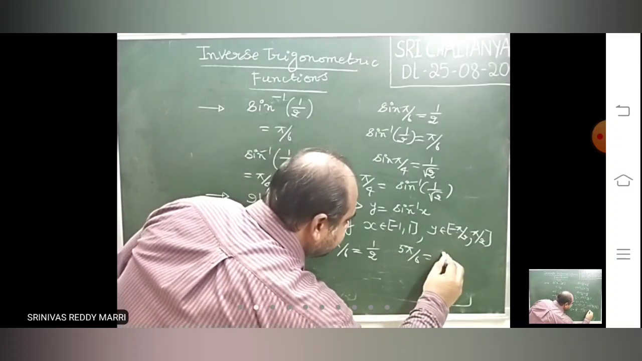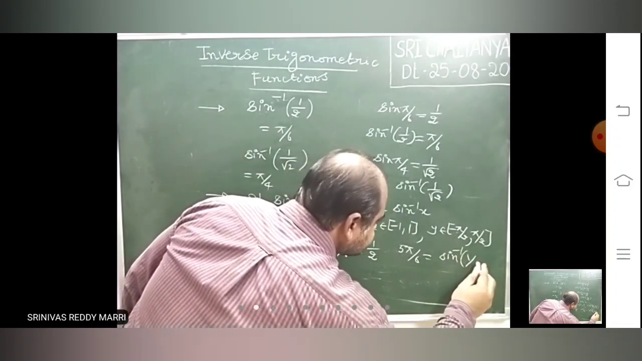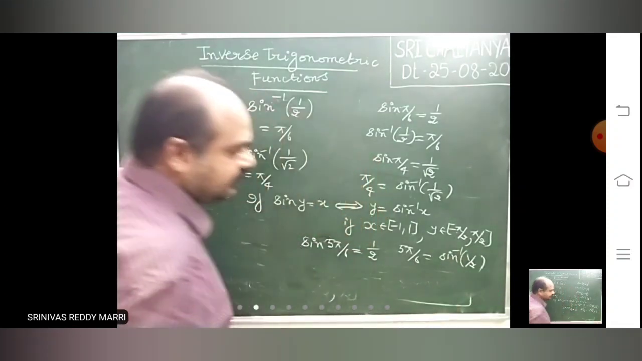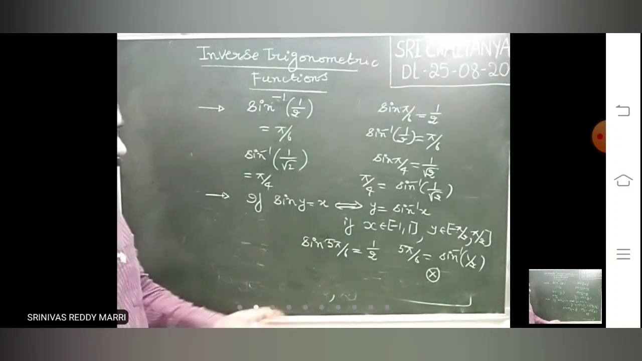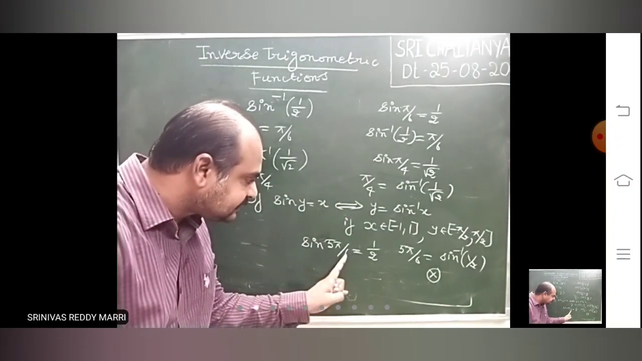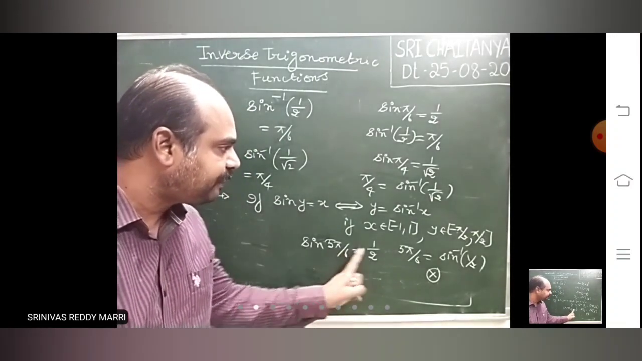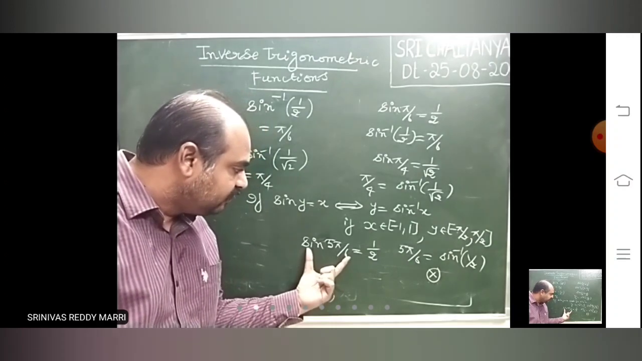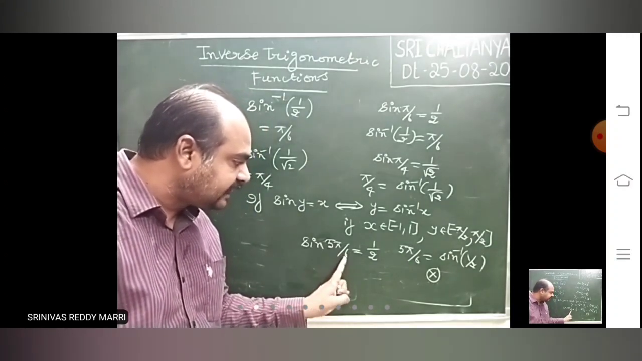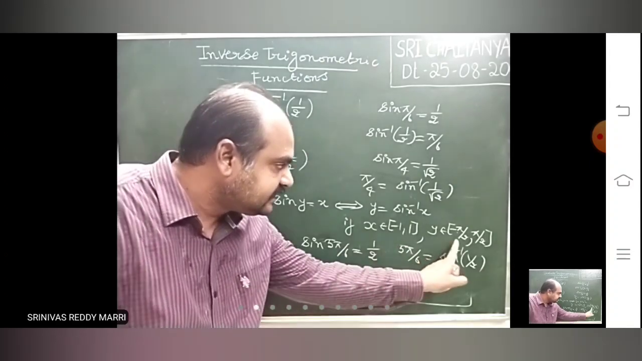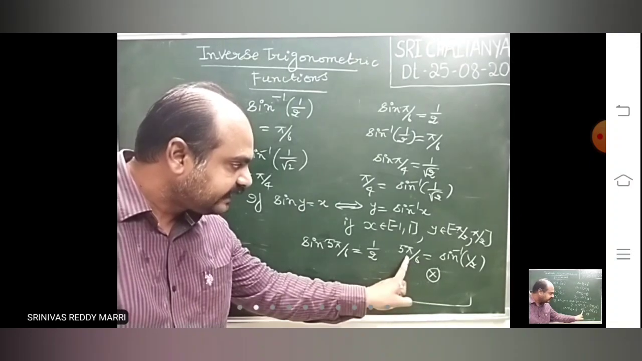Look at this: 5 pi by 6 equal to sine inverse 1 by 2. Right? This is wrong. This angle must lie in the interval minus pi by 2 to pi by 2 only. But here, 5 into pi by 6 means 5 into 30, which is 150, while the interval is minus 90 to 90.